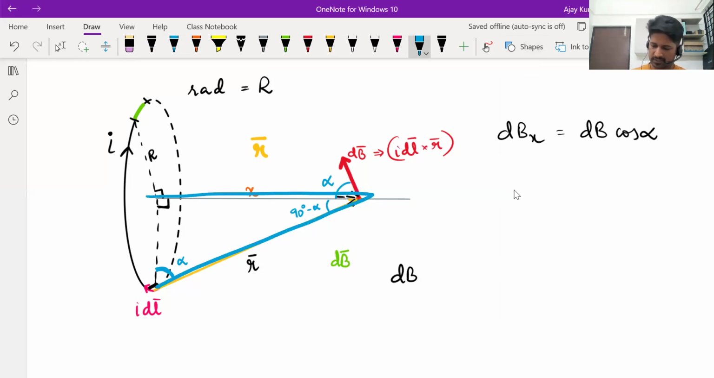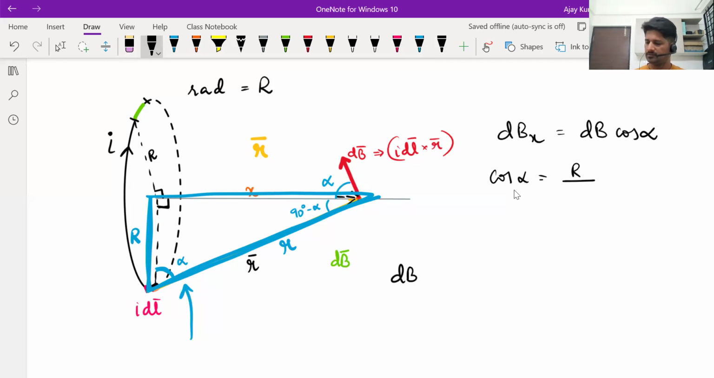We'll make use of this right angle triangle to get cos alpha. Now in this triangle, you can see alpha. Alpha is at the lower corner. For that, the adjacent side is the radius R and the hypotenuse is the distance small r. So cos alpha becomes capital R divided by small r. That's all. We can now write dB's x component and we can even integrate it.